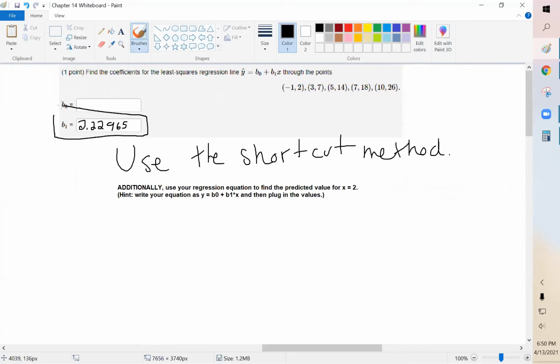Here's the B1. Notice I didn't round it to 3 decimal places because although you can round it to 3 for web work, you use the B1 to get the B0. As you saw before, if you round the B1 too early, you can get a wrong B0. So I'll give you a minute or two to do this.